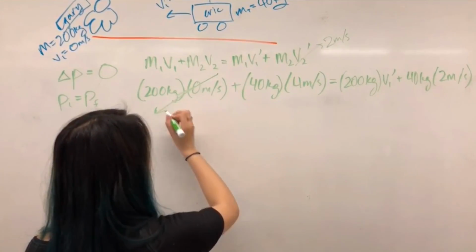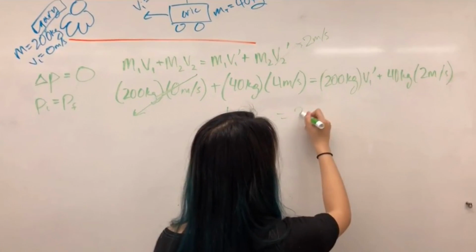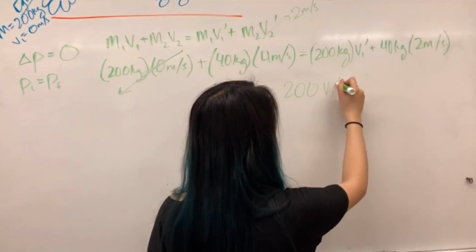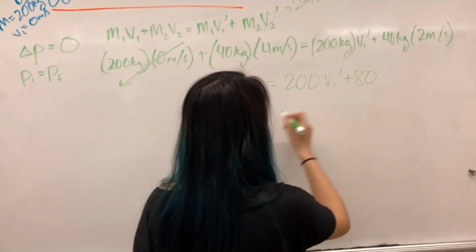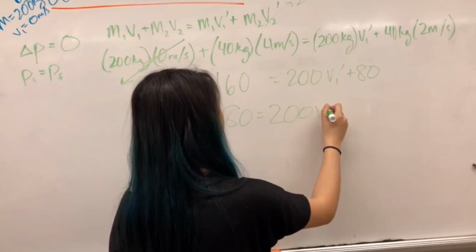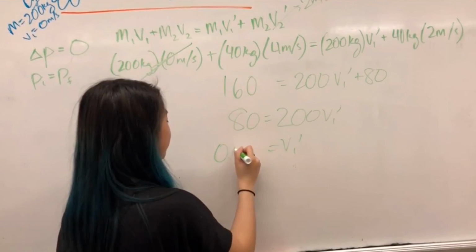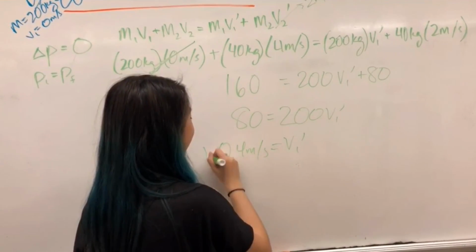Okay, so this cancels out. So now you get 160 is equal to 200 v1 prime plus 80. And then you solve that: 80 is equal to 200 v1 prime. And then v1 prime is going to be 0.4 meters per second.